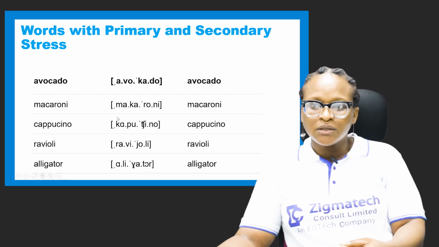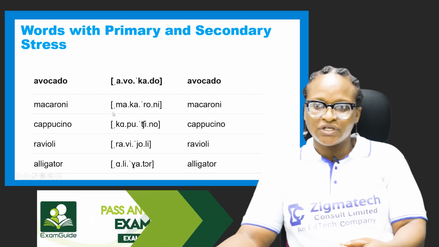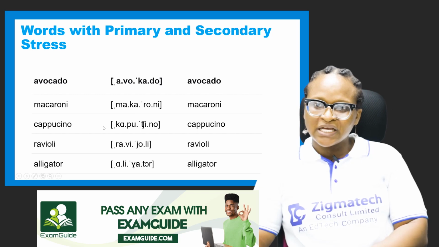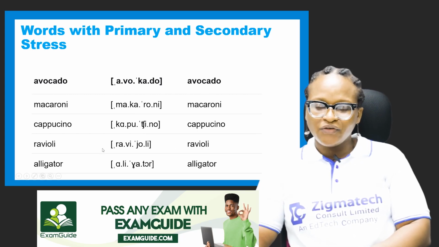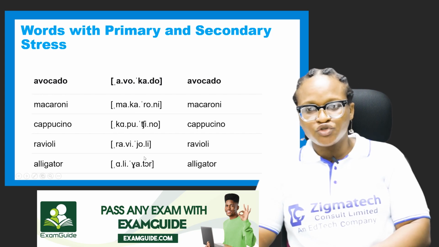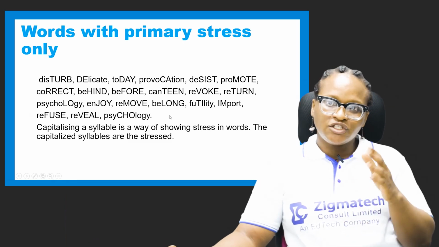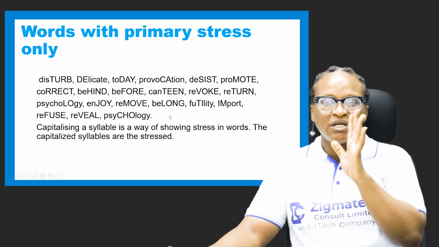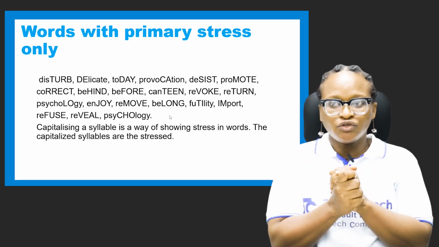Now macaroni, we have the primary stress at ro, and we have the secondary stress at ma. So that's that with cappuccino. Cappuccino is also another word with both the primary stress and the secondary stress. Words with primary stress only are basically words with only primary stress. They don't have secondary stress.